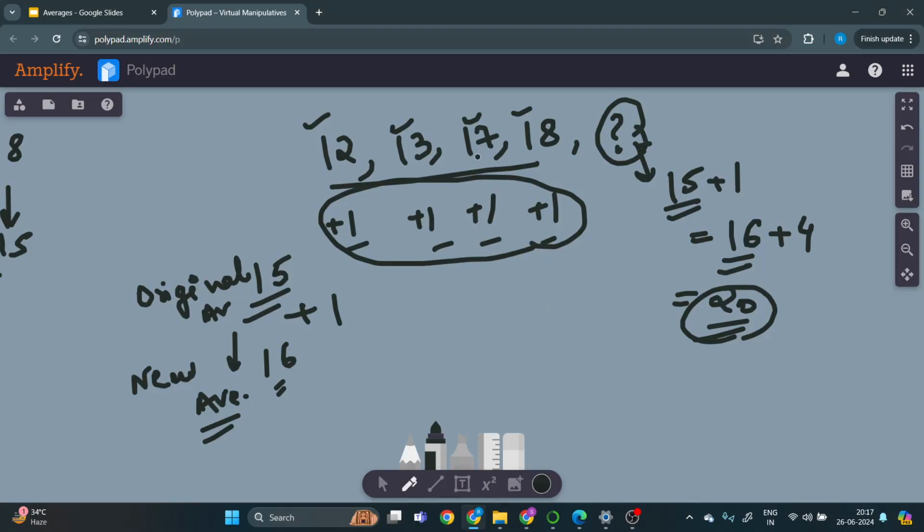And if you add them, it will be 60. 60 plus 20 is 80. And 80 by 5 is 16, which was our new average only. Okay. So you have to consider it this way, my friends. Whenever these types of questions come, you have to visualize this. See, when I say a number is added and the average has changed, now there are not four numbers.